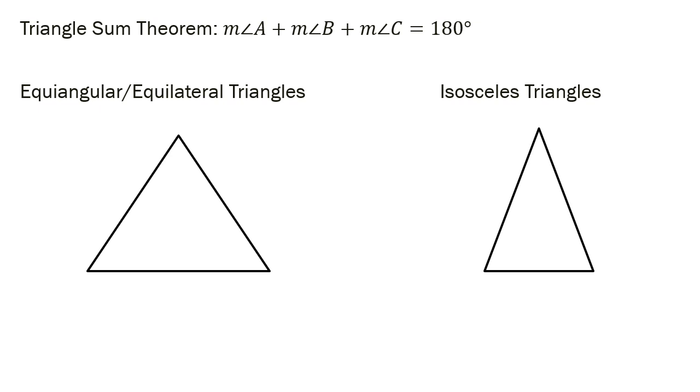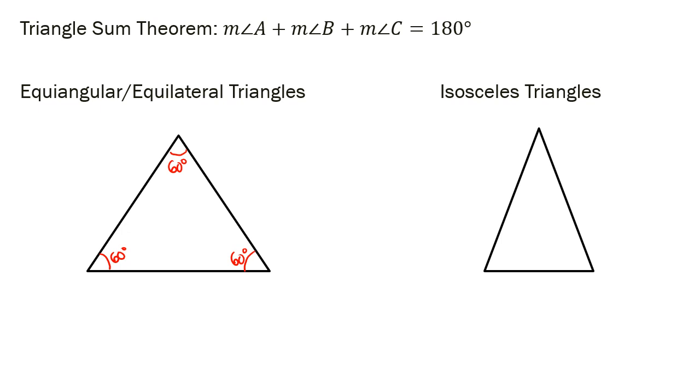We have the equiangular and equilateral triangles. Remember, an equiangular triangle has all three angles of the triangle being congruent. So in that case, all these would have to be 60 degrees for them to add up to 180 degrees.